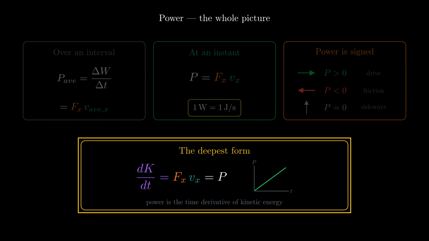One limitation remains. Everything here lived along a single straight line. Lifting that restriction takes a new tool, the scalar product, and that is where this chapter goes next.